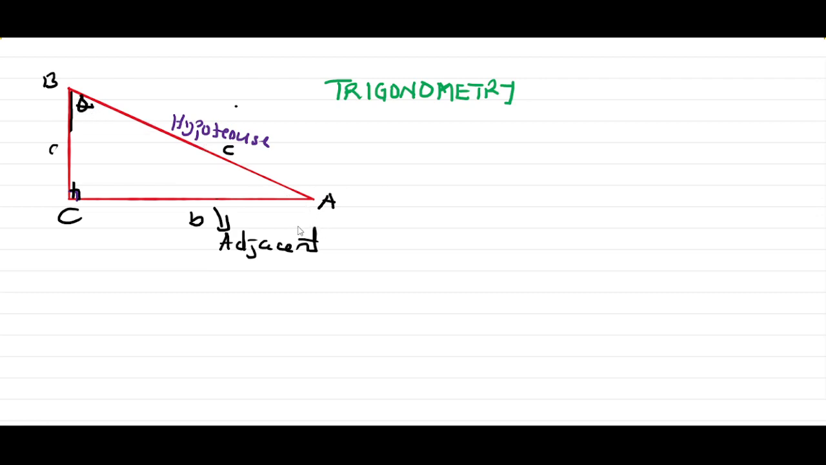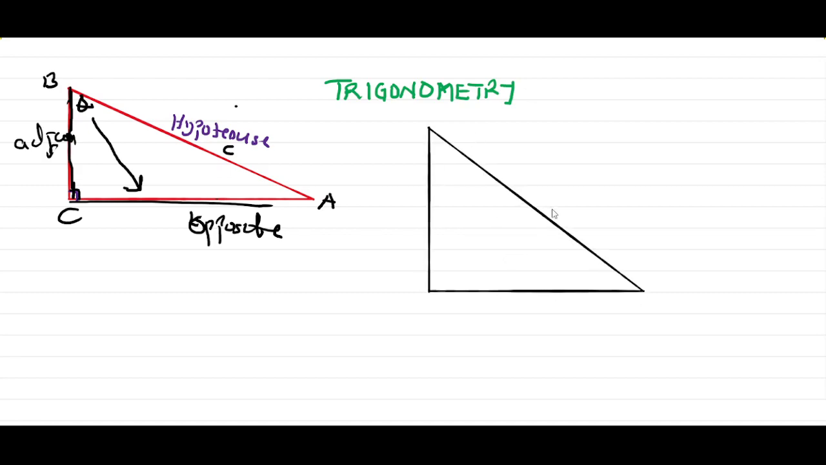Then what we have in this case is that this side facing it, this side CA, will be our opposite, and this side BC will be our adjacent. So you see that in the right angle triangle, even though here is the 90 degrees and here is the hypotenuse, we can never tell what this side is. We cannot say this is adjacent or this is opposite, because it depends on the angle.